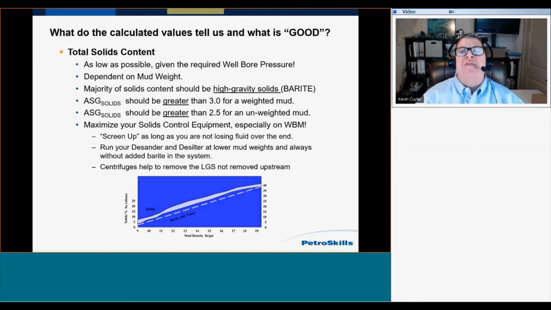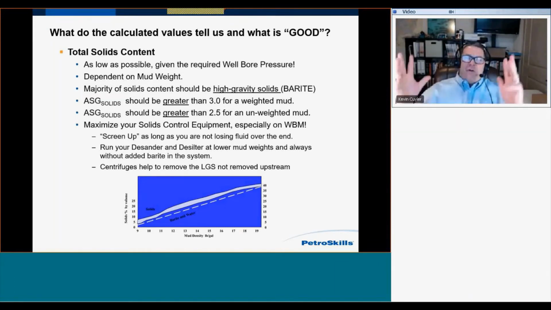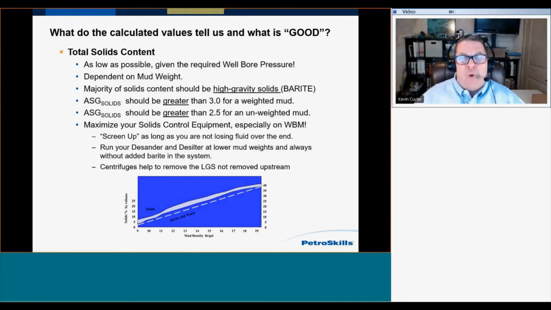The majority of the solids content should be high gravity solids, or barite, in a weighted system. That is high gravity solids, and you know how to calculate it. I gave you the equation for it, and it'll also be on the cheat sheet, which we will distribute to everyone. The average specific gravity of solids in your mud, overall solids, should be greater than 3.0 for a weighted mud. Because remember, as you're adding barite to the system, your ASG should slide to the right. It should get closer and closer to 4.2.